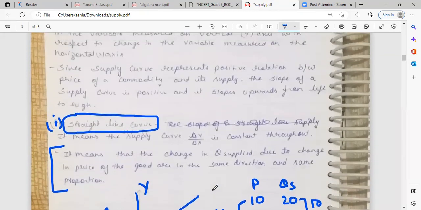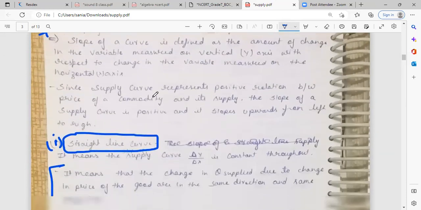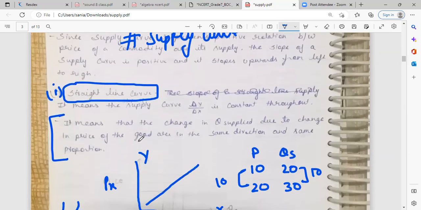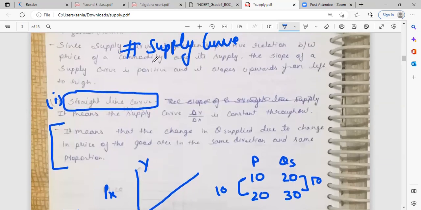So first write this, hashtag supply curve, and then straight line, draw this, and after that, I'll scroll it down for the next.